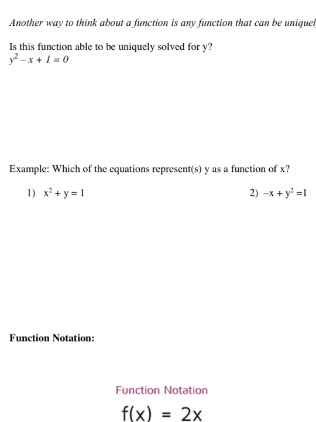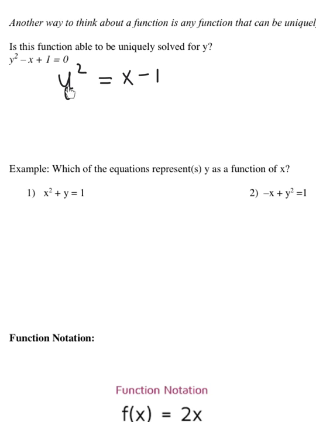Another way to think about a function is any function that can be uniquely solved for y. So let's take a look at this equation, y squared minus x plus 1 equals 0. Can we uniquely solve for y in this equation? The first step I'm going to take is to move my x and my 1 to the other side of the equal sign. This gives me y squared equals x minus 1.